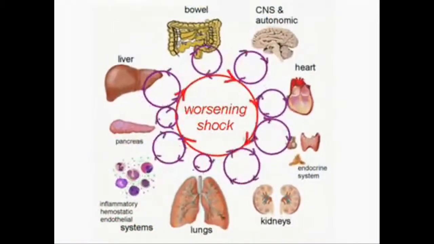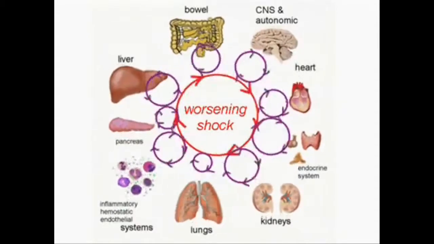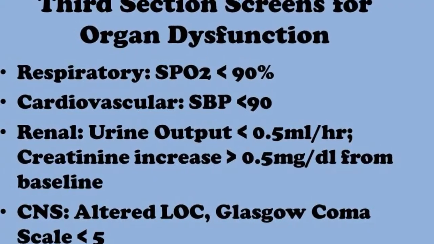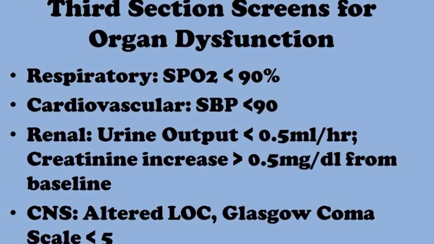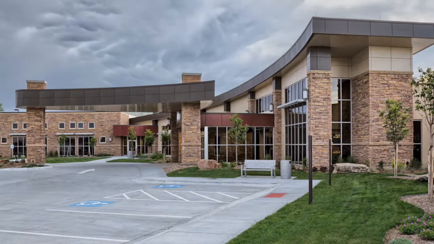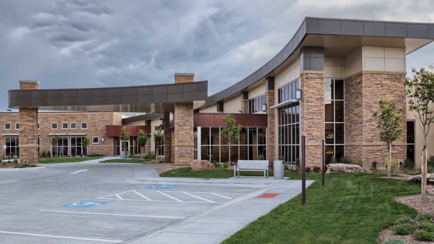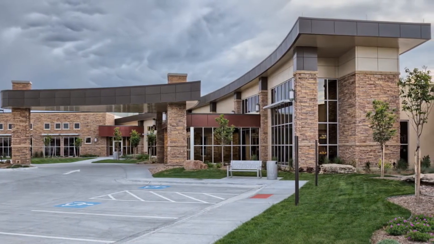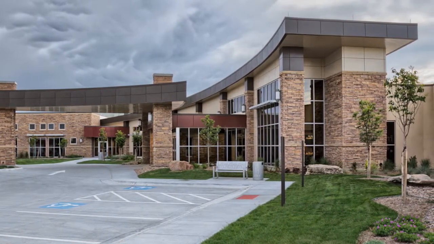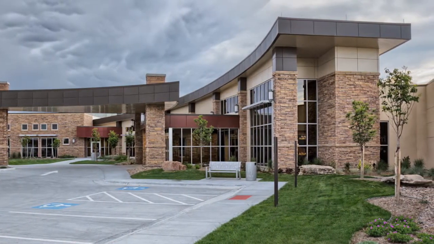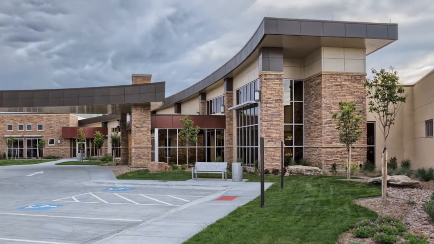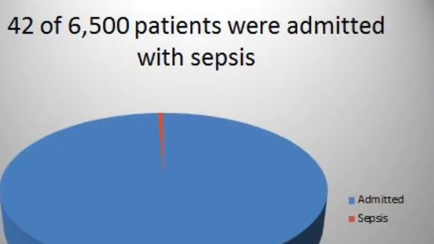The third section screens for organ dysfunction. If any of these exist, in addition to positive results from sections 1 and 2, this indicates severe sepsis. An observational study was performed by Kilborn and acquaintances on 6,500 emergency department patients seen in a rural Kentucky hospital between January and March 2012 in order to determine if sepsis was being diagnosed and treated promptly.